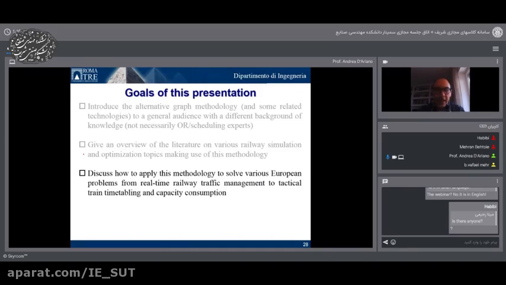Now we'll discuss how this methodology has been applied to solve some real-world problems in Europe. These problems go from real-time traffic management to tactical timetabling to capacity consumption. Quite different types of problems, but all of them deal with the optimization of traffic flows at different stages of optimization. Capacity consumption is more at planning level. Then with timetabling, we move to the tactical level, and with real-time traffic management, we move to operations.